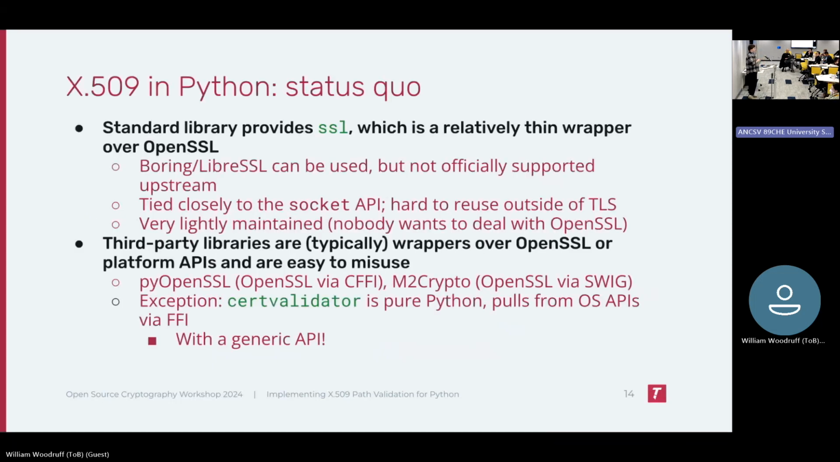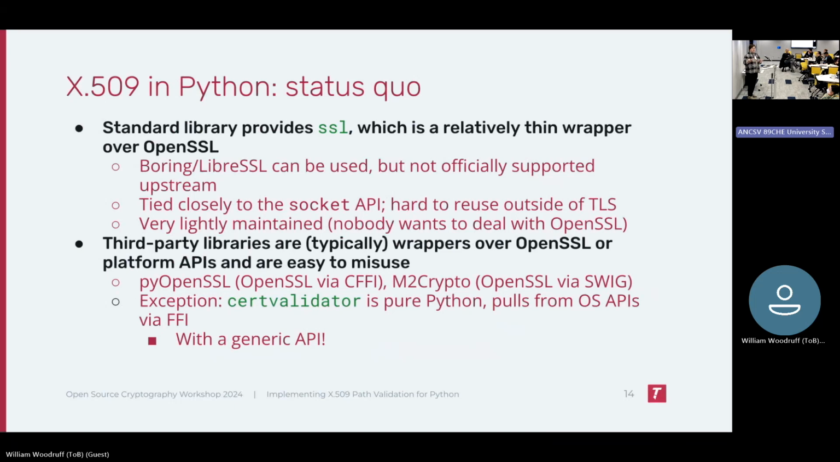So to give you a bit of status quo before we get into the work itself, Python does have X.509 APIs. It has this standard library called SSL, which is a relatively thin wrapper over OpenSSL, which made a lot of sense back in probably 1996 when this was first written, because OpenSSL was really the only game in town. There are internally maintained copies of CPython that the CPython developers know about that instead use BoringSSL and LibreSSL, but these are not officially supported by the CPython upstream. And for better or worse, the SSL module is very tightly tied to Python's socket standard library APIs, which means that it's very hard to reuse outside of secure socket contexts.